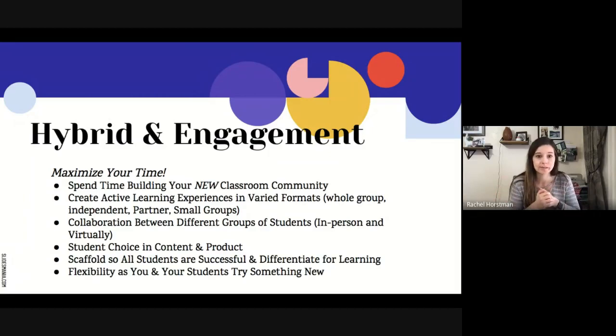Now, anytime you can build in student choice in the content and product is going to increase that engagement. And as we move into this new setting, you're going to have to scaffold that learning for your students. And then flexibility too. This is new for both you and your students. So recognizing that and leaving some room to change things up as you try something new will be very important.